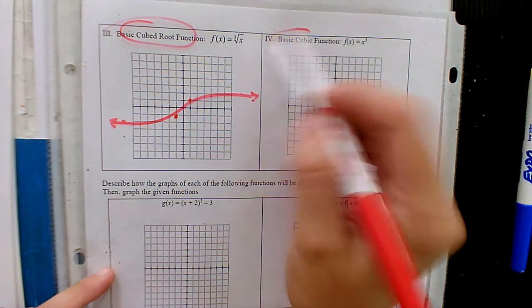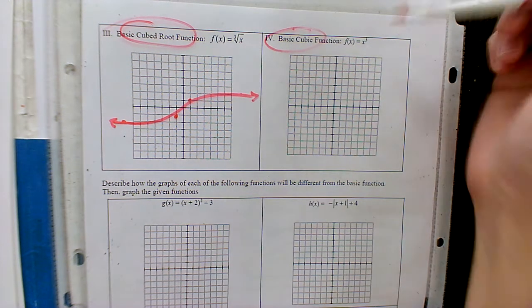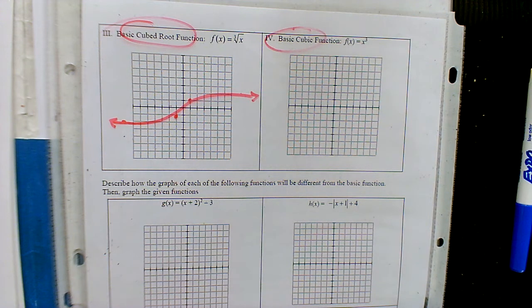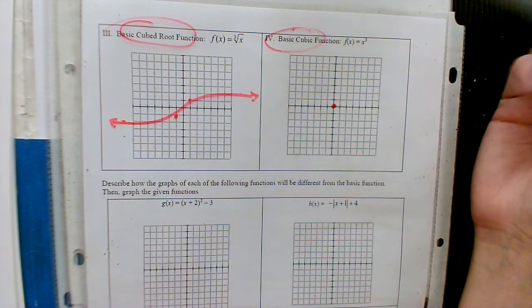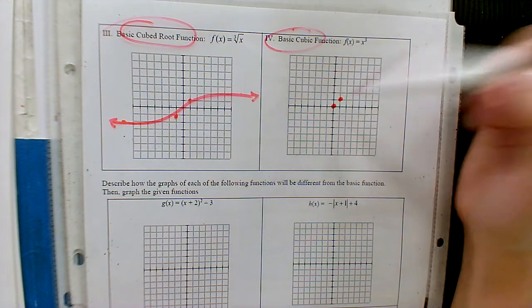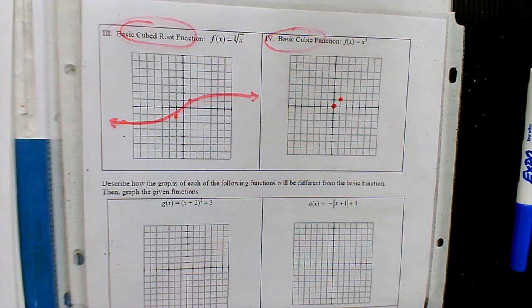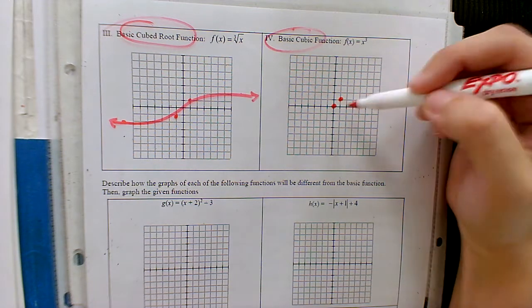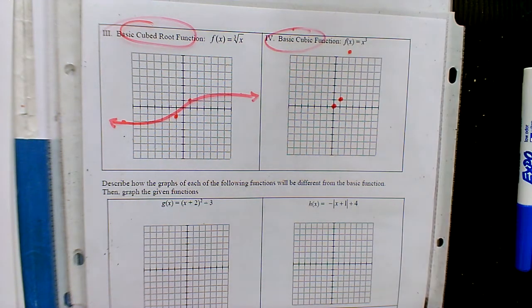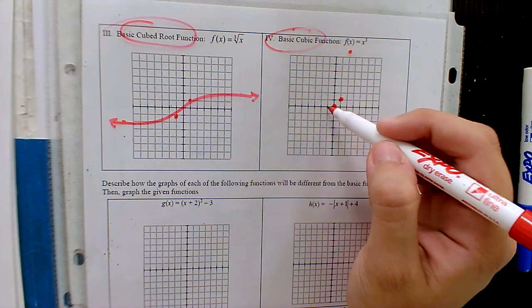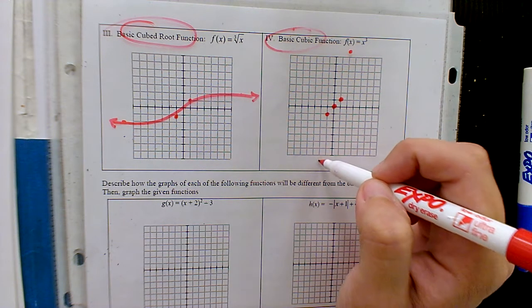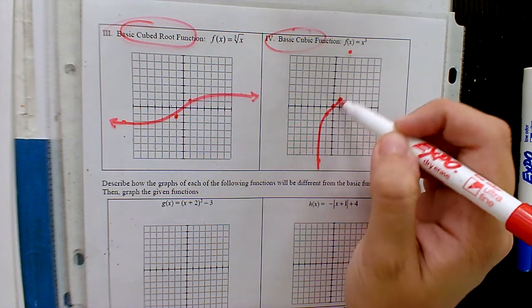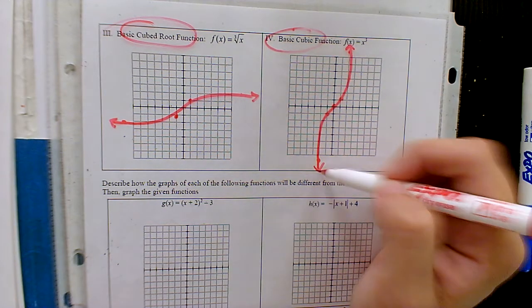All right, our last one is the cubic function. That's a power of 3. Quadratic was power of 2 that we did before. So let's plot some points. Plug in 0, get 0. Plug in 1, get 1. Plug in 2, we get 8. That's a little bit off our graph. We can plug in negatives. Plug in negative 1, get out negative 1. Plug in negative 2, get out negative 8. And we'll play connect the dots.